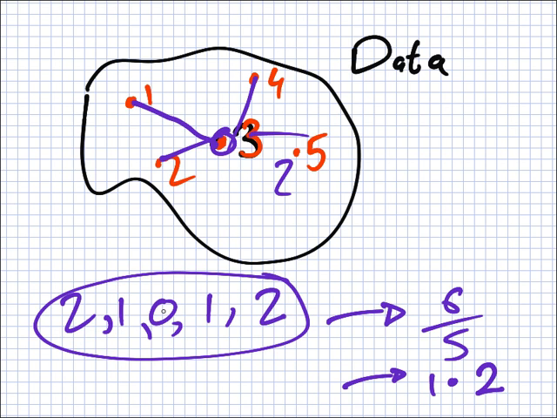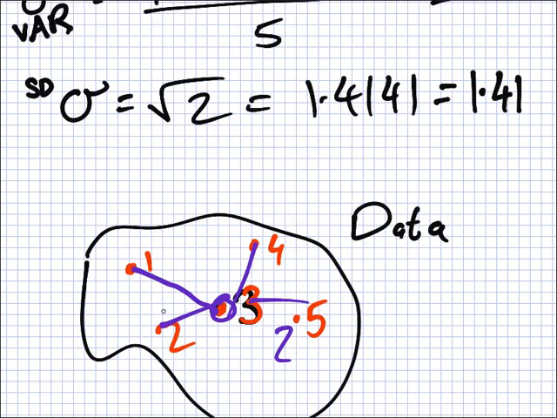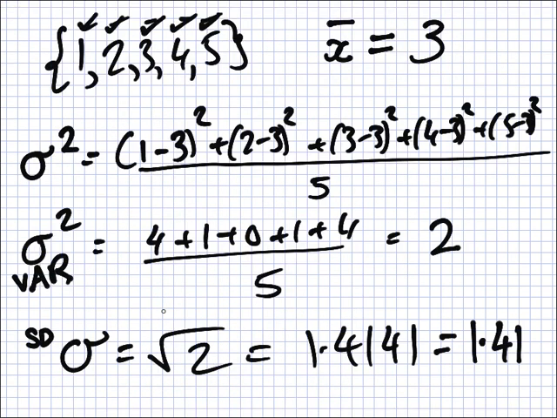So, on average, how far away is each point from the average? 1.2. Now, this isn't very different to our previous answer of 1.4. No, it's not exactly the same, but this is actually a good guideline to what this number represents. This is like the average distance each point is from the center.